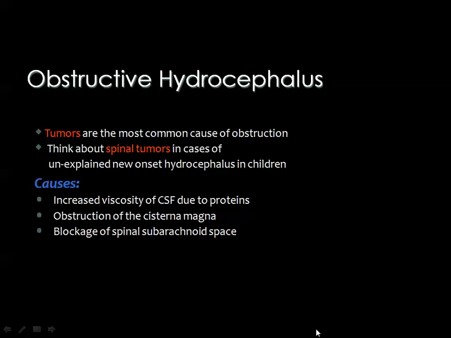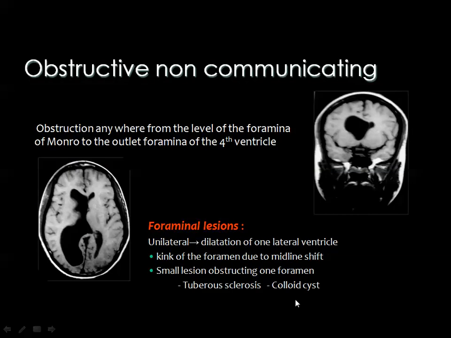Obstructive hydrocephalus means that there is some cause of obstruction to the CSF flow in the ventricular circle or outside the ventricular circle. The obstruction may occur at the level of the foramina of Monro, or at the level of the aqueduct of Sylvius, or at the level of the outlet foramina of the fourth ventricle. If there is obstruction at any of these levels, you call this obstructive non-communicating hydrocephalus.